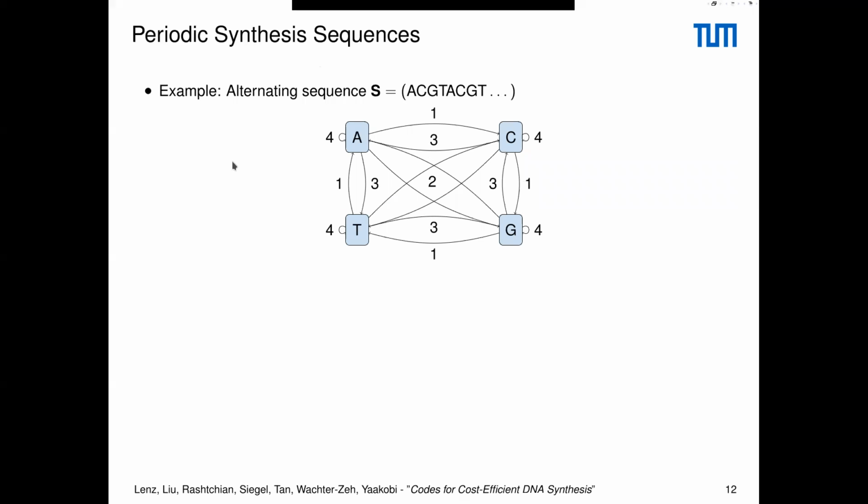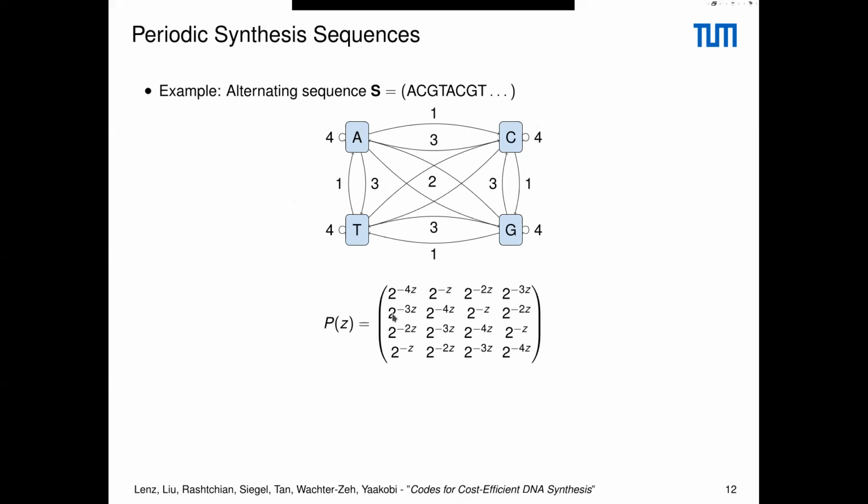So for example, if we look at our favorite example, the alternating sequence ACGT, ACGT, then we get this as our P of Z matrix, and we can find that the synthesis rate which we can achieve here is Z0, which is 0.947 bit per cycle.